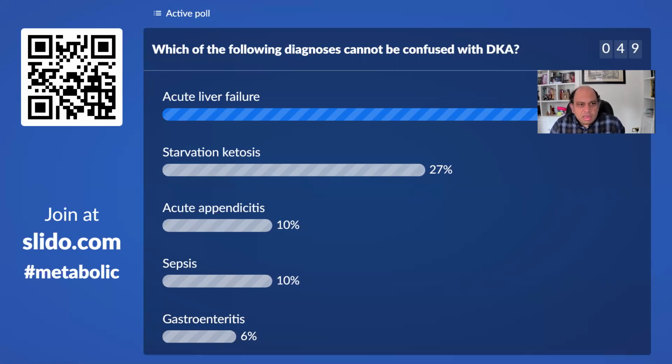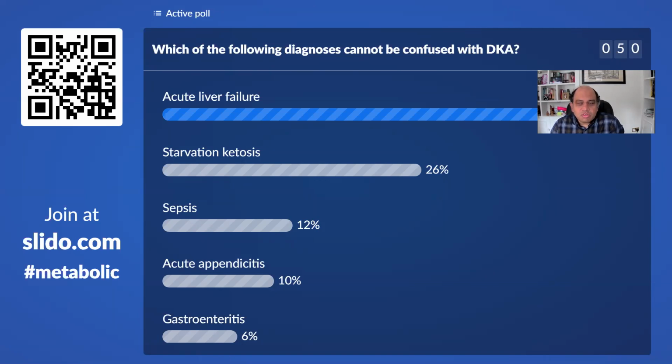So I think the key question was which of these diagnoses can be confused with DKA and which of these can't be. Just looking at the list in order, acute liver failure at the top is the one that most people think cannot be confused with DKA, and that is absolutely right, because you would usually expect to see hypoglycemia rather than hyperglycemia. You would expect to see some acidosis, but it's unlikely that the acidosis is ketosis. So less likely or very less likely to be confused.